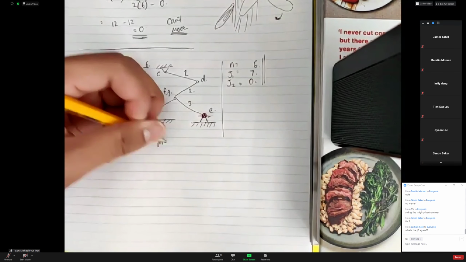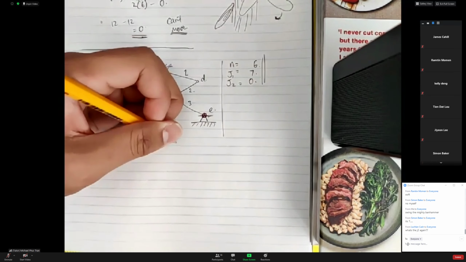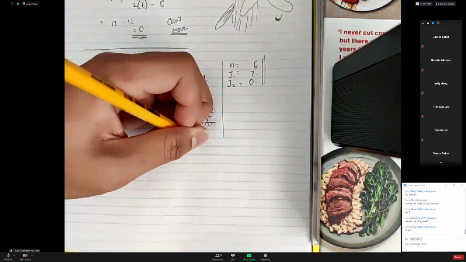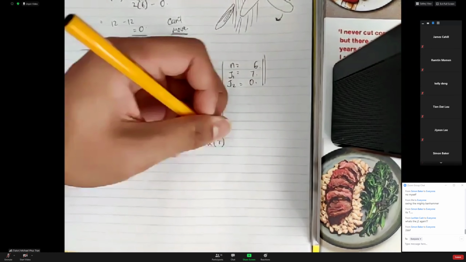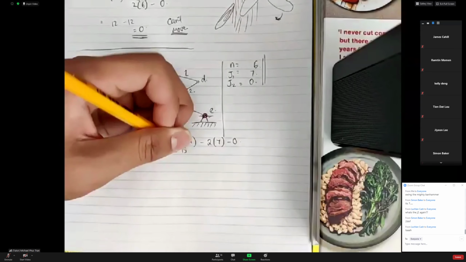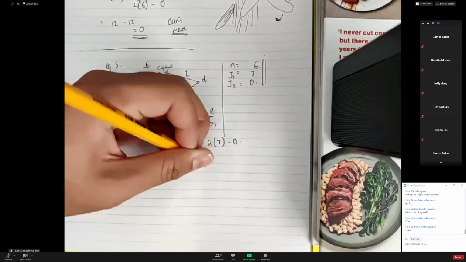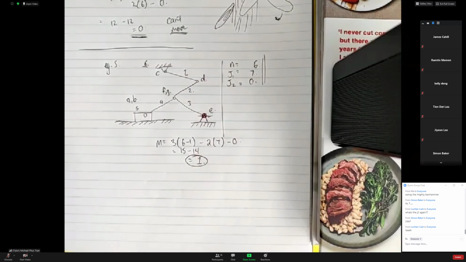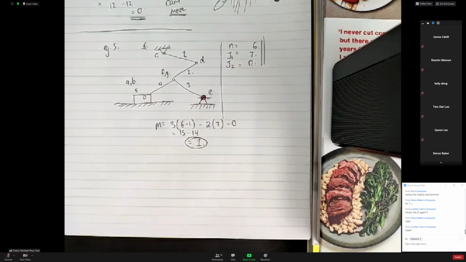So M, 3, 6 minus 1 minus 15 minus 14 equals 1. Yeah, tricky question, isn't it?